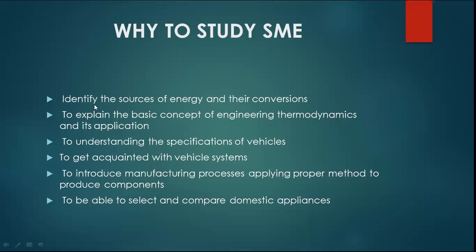Okay, next fourth point is to get acquainted with vehicle systems. There are different types of vehicle systems, which are those? First one is the steering system, braking system, cooling system, fuel system. There are also power transmission systems, that is nothing but the gearbox, clutch, propeller shaft, rear axle. All these things we have to study in systems in mechanical engineering, the different systems of vehicles. Okay. Next point is to introduce manufacturing process, applying proper method to produce the components.